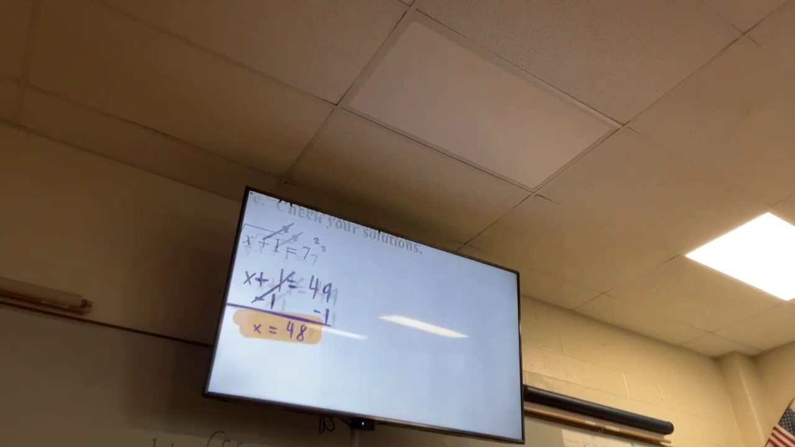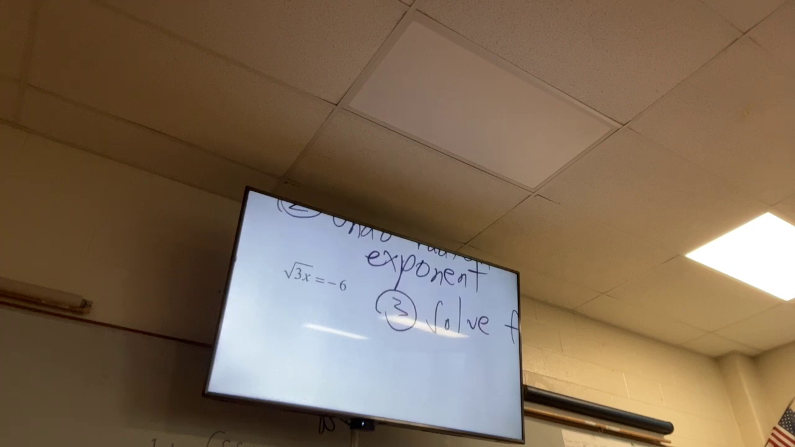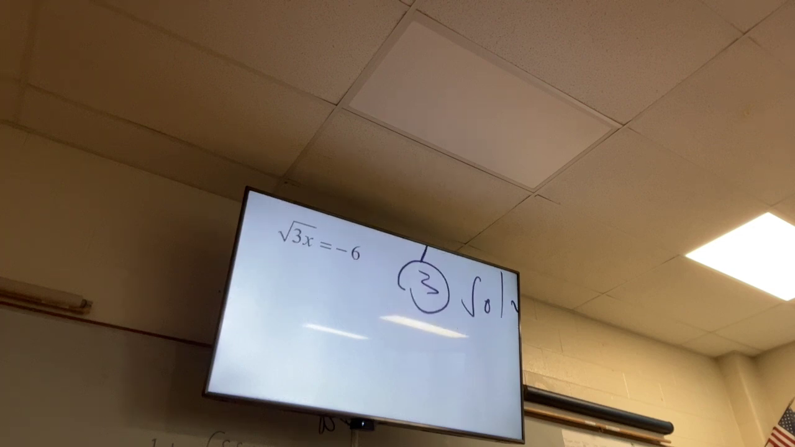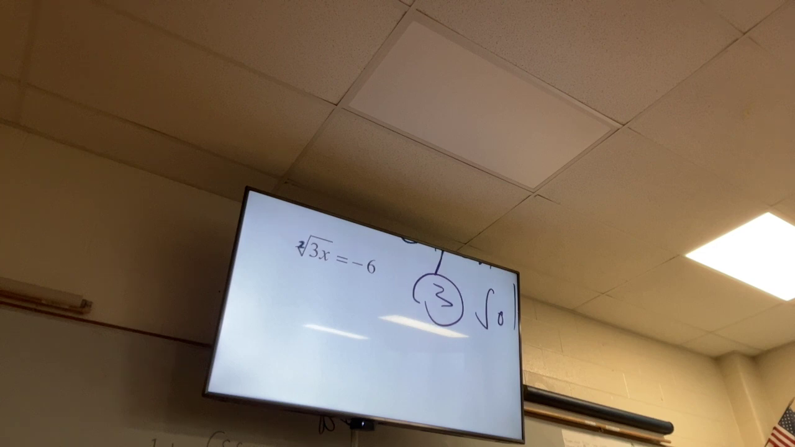All right, number 2. Root 3x equals -6. How do I get the radical by itself? It's already by itself. And then I do what? Then I'm going to square it. Since this is a square root, I'm going to raise it to the second. So those will cancel. Whatever I do to one side, I have to do to the other.